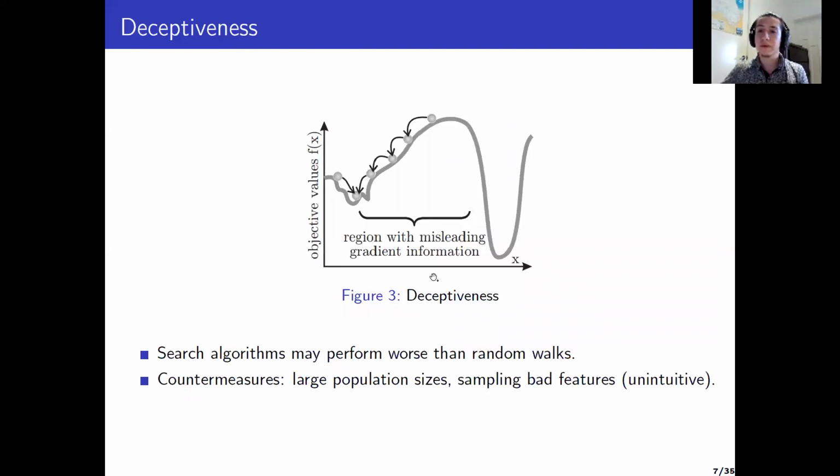Another problem that we might mention is deceptiveness, where we have a big region that has misleading gradient information. So algorithms might tend towards local optima and leave optimal results behind. And in these cases, these search algorithms might perform even worse than random walks. Countermeasures that we can mention from this are large population sizes again, and sampling bad features. So sampling values that are unintuitive, but that might reach better solutions.